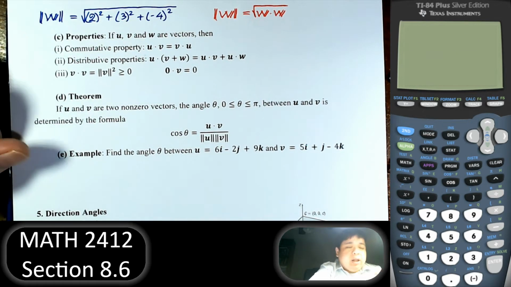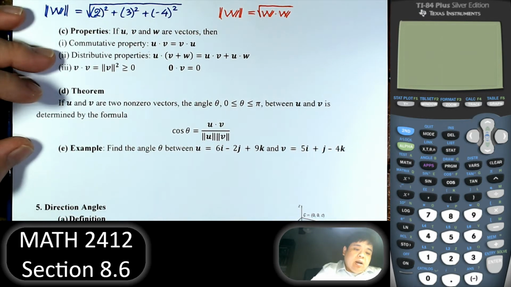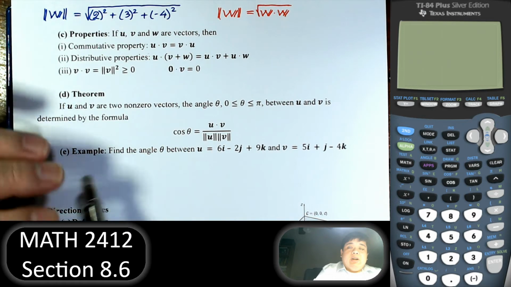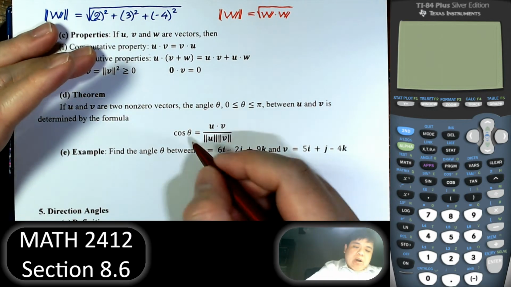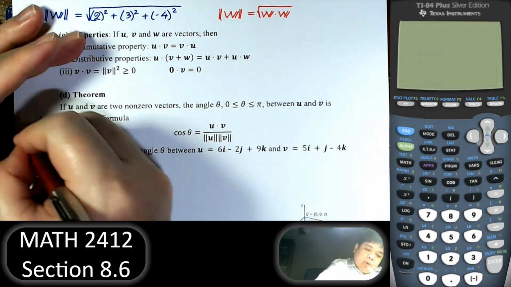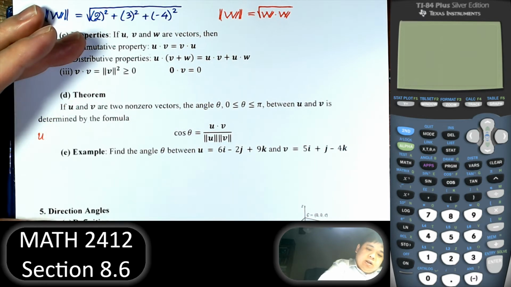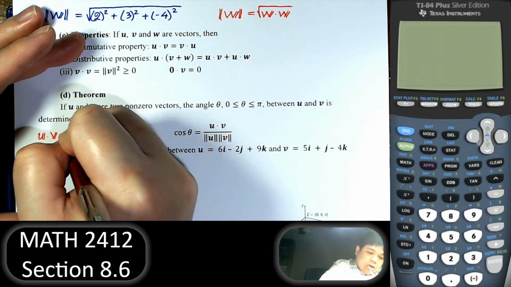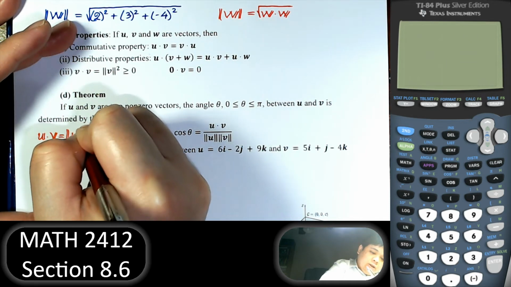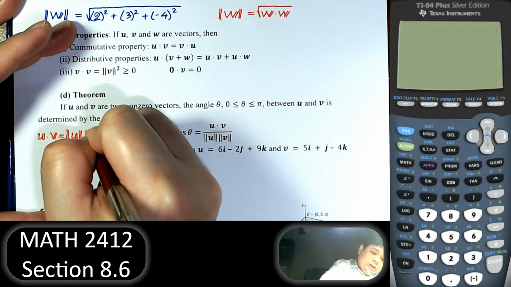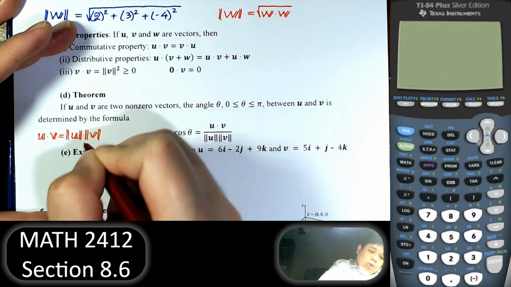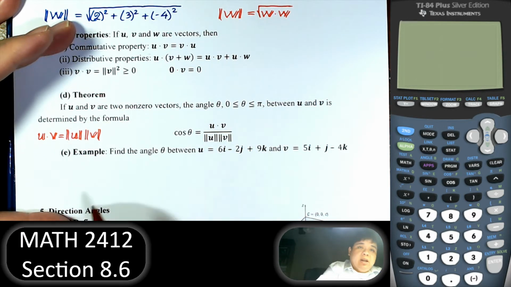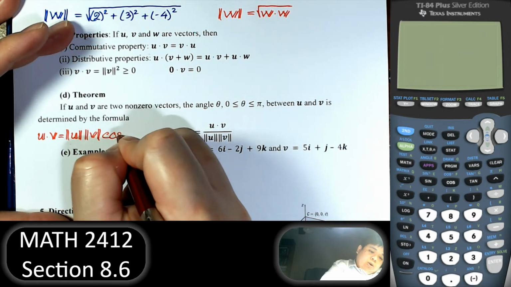In the same way, we define the angles. The cosine of the angle between two vectors is the dot product over the product of the magnitudes. Or if we multiply both sides, the dot product is equal to the product of the magnitudes, magnitude of u times magnitude of v, and then cosine of the angle in between.